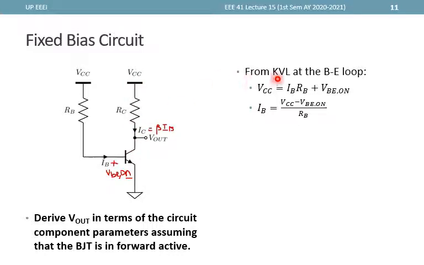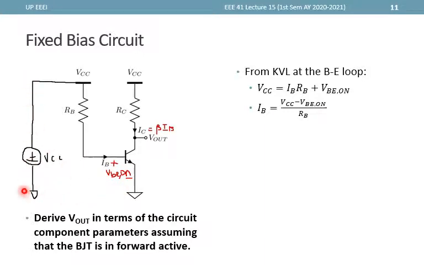Now shown here, from KVL at the base emitter loop. So this is the base emitter loop, although to close the loop we need to pass through this supply voltage VCC. So the voltage here is VCC and can be imagined to be provided by some DC voltage source VCC, which is connected with respect to ground. And when we say the base emitter loop, we're actually referring to this one, since this one is connected.